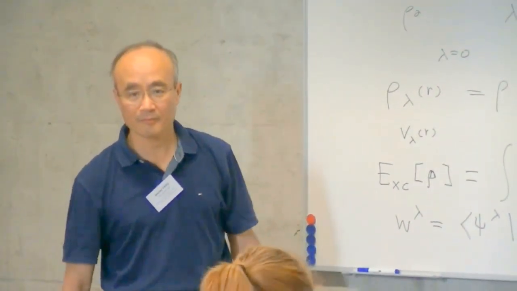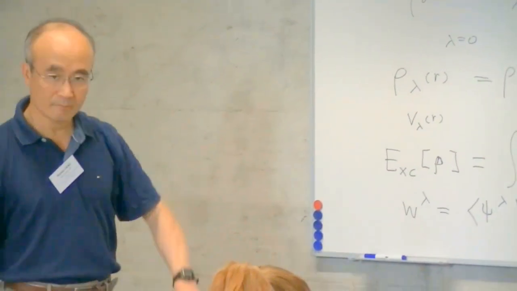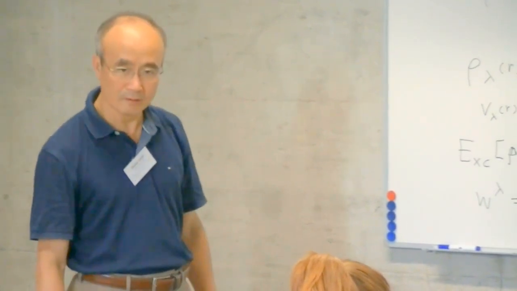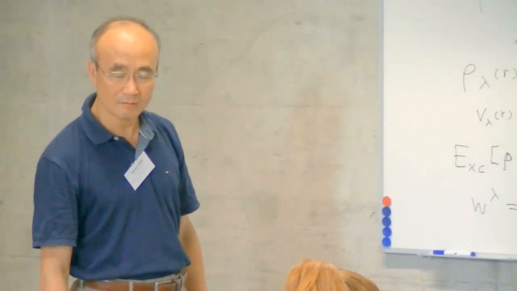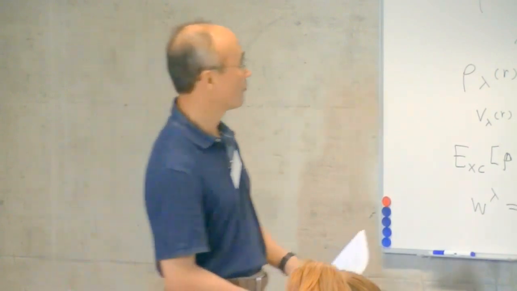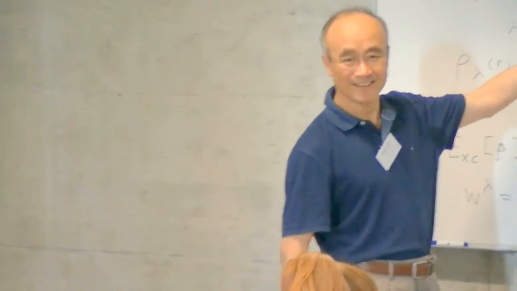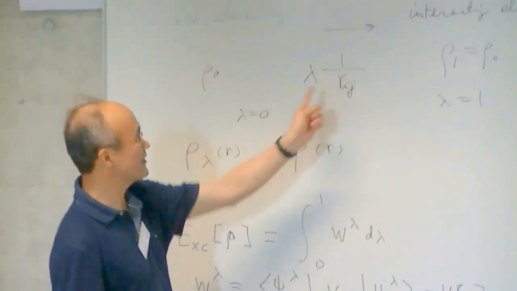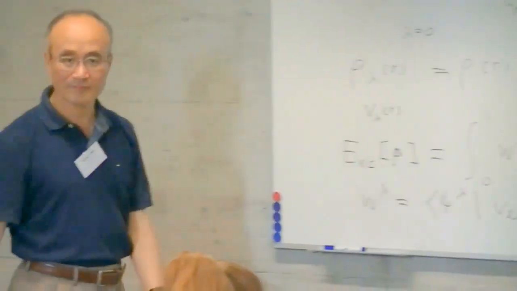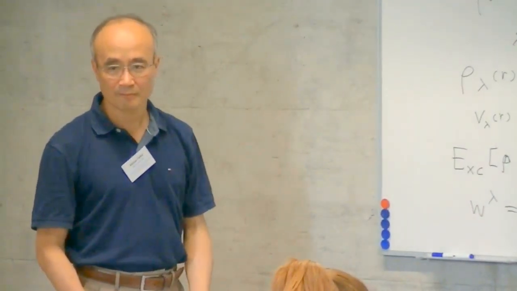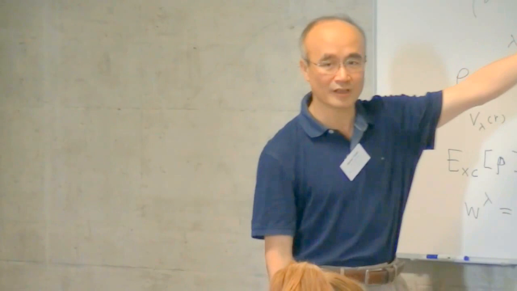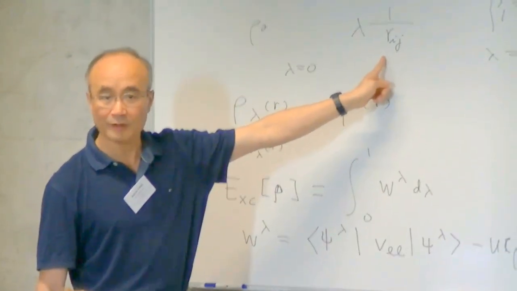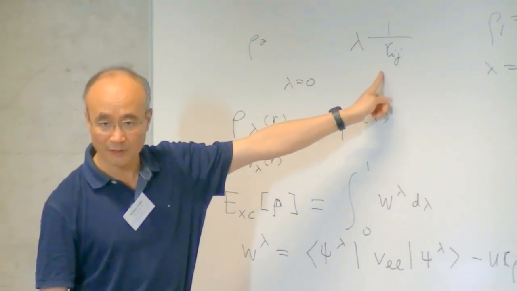For the exchange correlation function, you define it as an equation for lambda. But lambda has a discrete value of 0 and 1? Continuous. It is continuous from 0 to 1. Yes. That's why this connection is a continuous connection. And the simplest continuous connection is a linear pathway: the linear coefficient in front of the electron interaction operator.